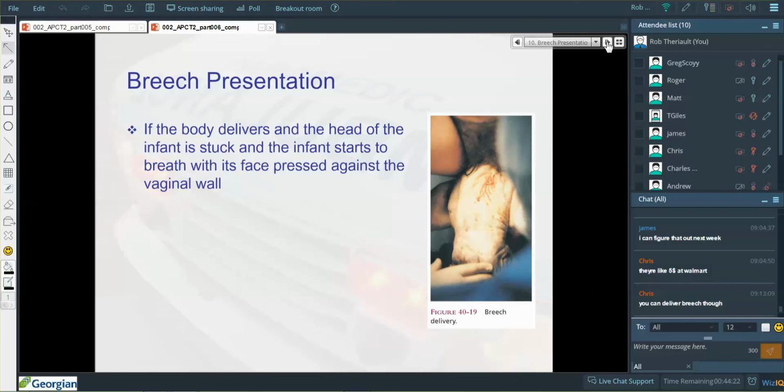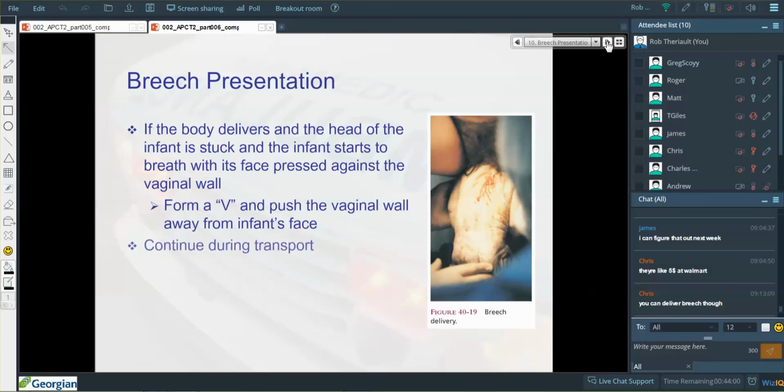So if the body delivers and the head of the infant is stuck and starts to breathe with its face pressed against the vaginal wall, one of the things we're going to do is form a V formation with the fingers up against the infant's zygoma, and try to create some space between the infant's face and the vaginal wall. And usually what they do is raise the head all the way up to get mom into McRoberts position, so hands, knees to chest, and then lift that baby's abdomen and chest straight up and deliver the head that way.